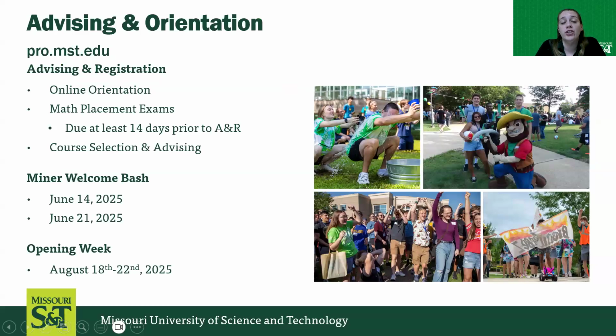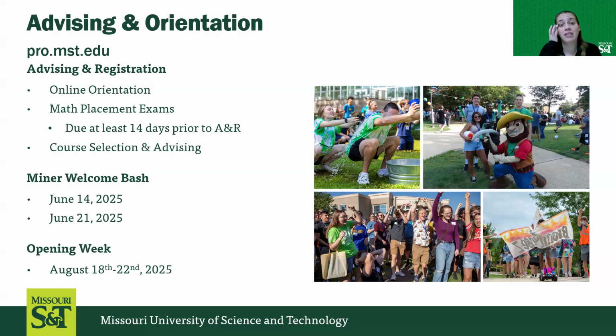And then that is on their application portal. So on advising and registration, they are going to need to complete their online orientation, typically about 14 days prior to their A&R day is preferable. And then they will also need to complete their math placement exam. You definitely want to have this done 14 days prior to A&R. A student does need to complete their math placement exam if they have not completed Calc 2 or higher by the time their advising and registration day is happening. And that is going to determine their math placement.